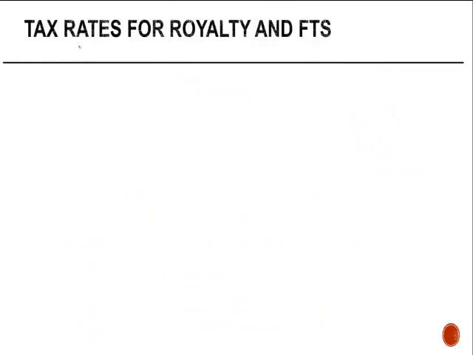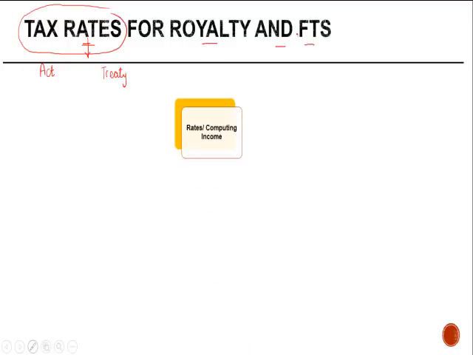Now we saw that if the income is taxable under the Income Tax Act, there is a particular rate which is applicable, right? If the income is taxable under the treaty, again, there could be a particular rate which is applicable. So how do I ascertain these tax rates? That is something which we are going to look at now. So the rates as well as the income computation is important.